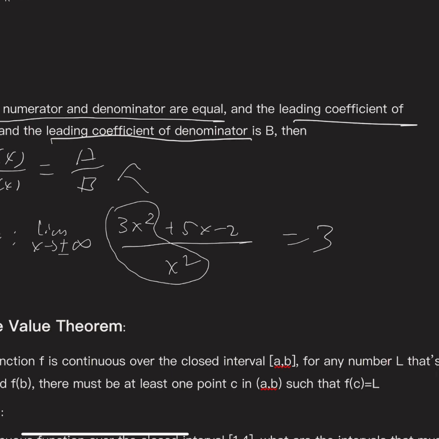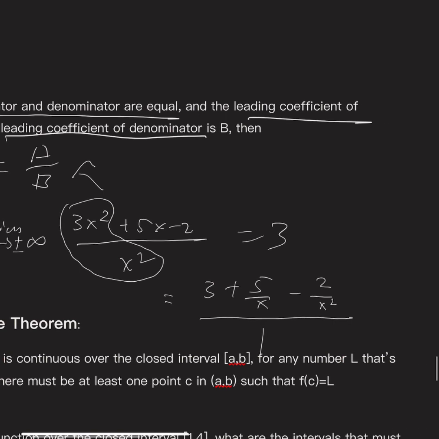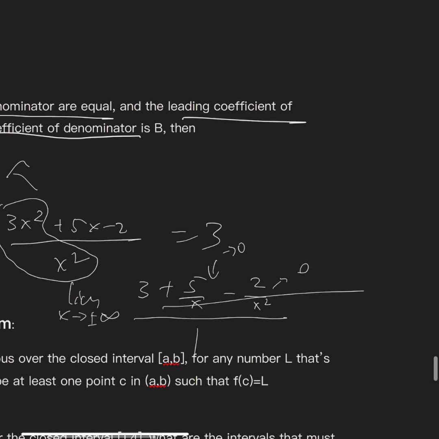In fact, when we divide the numerator and denominator both by x squared, that will be equal to 3 plus 5 over x minus 2 over x squared, all over 1. Taking the limit as x approaches positive or negative infinity, this approaches 0, and this one is also approaching 0. They're all 0, so they add up to 0. That leaves 3 over 1, which equals 3.